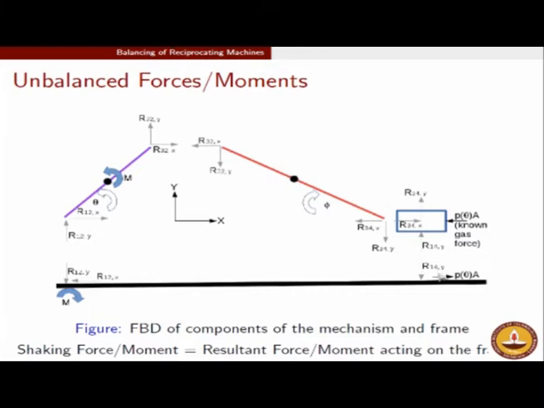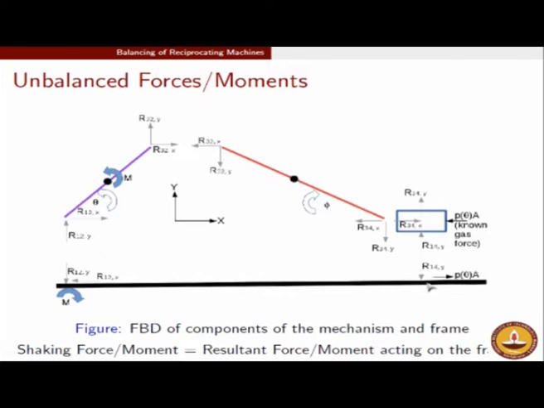Similarly, at the end of the piston, since R14,y is the force that the frame gave to the piston, the frame will take back a force R14,y with the opposite direction. It will also take back the gas force, because the gas force is hitting the piston on one side and on the other side it is hitting the crankcase. So it will get back the forces.